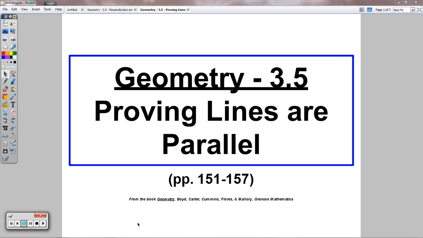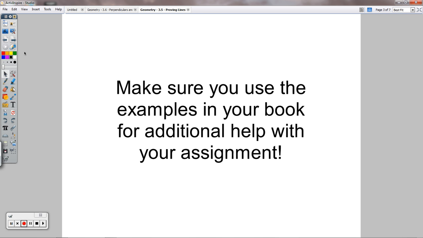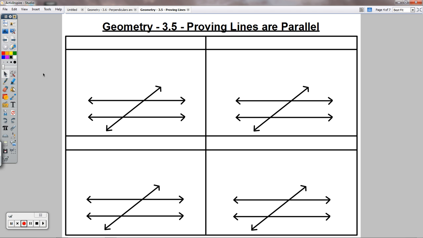Hello geometry students, welcome to lesson 3.5 as we talk about proving lines are parallel. How can we go about proving lines are parallel? Some things that should sound familiar from previous lessons are corresponding angles, alternate interior angles, exterior angles, and consecutive interior angles. We're talking about the converse of those things here. So what's that look like? Let's dive right in and see what we got here.